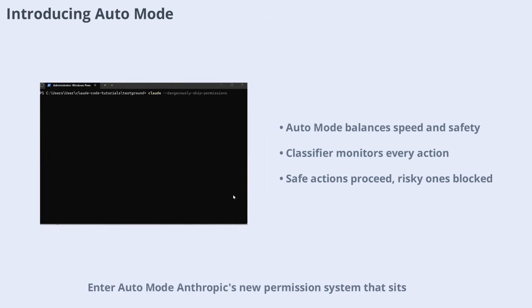Enter Auto Mode, Anthropic's new permission system that sits right between manual prompts and YOLO mode. With Auto Mode, Claude makes permission decisions on your behalf, but a classifier monitors every action before it runs. This acts as a safety net, allowing your workflow to continue smoothly without constant interruptions. Safe actions, like file edits and local operations, proceed automatically. Risky actions, such as mass deletions or sending data externally, are blocked. If Claude keeps trying blocked actions, it falls back to prompting you for approval. This balance of automation and oversight is what makes Auto Mode unique.